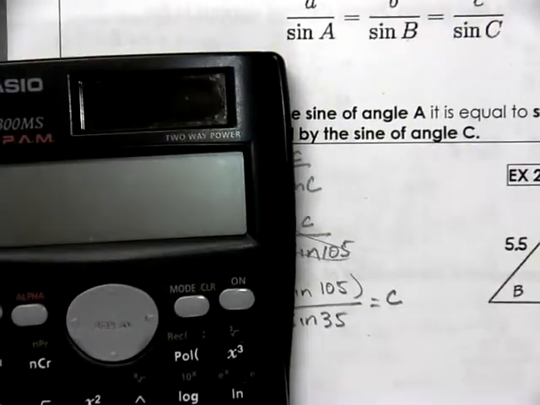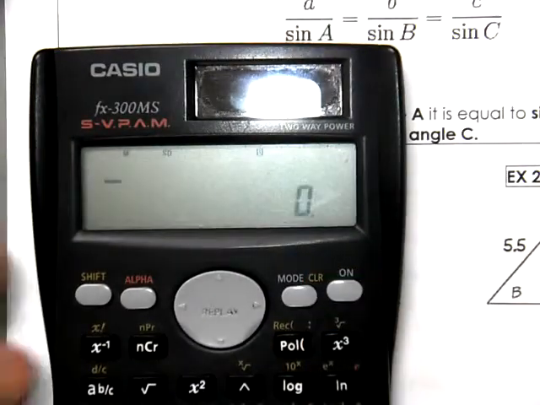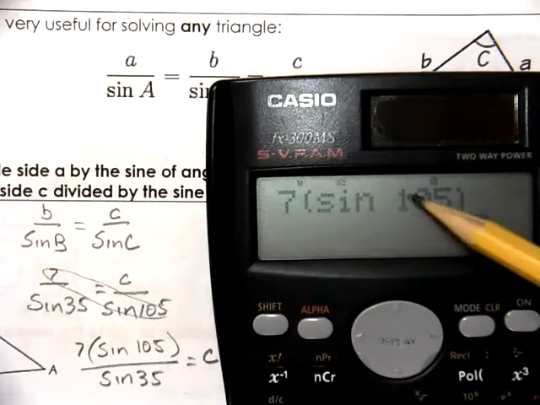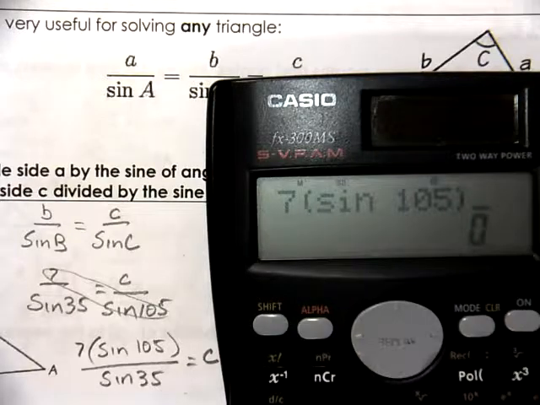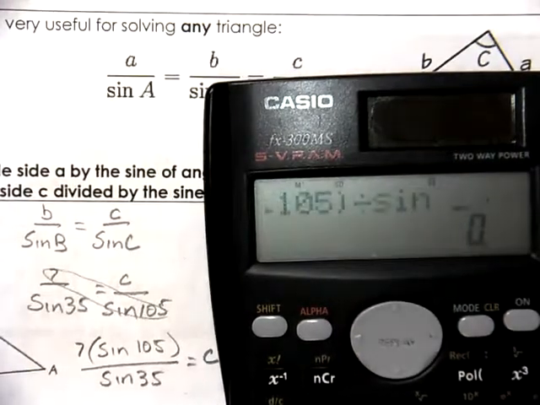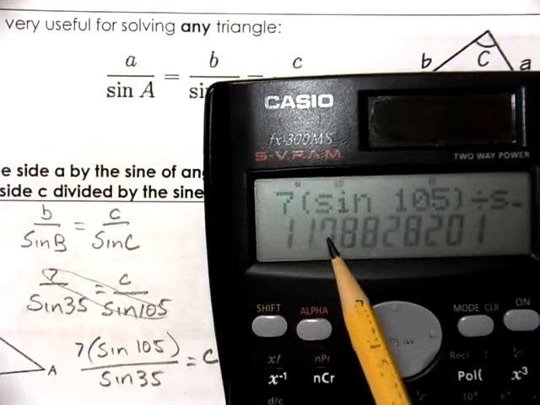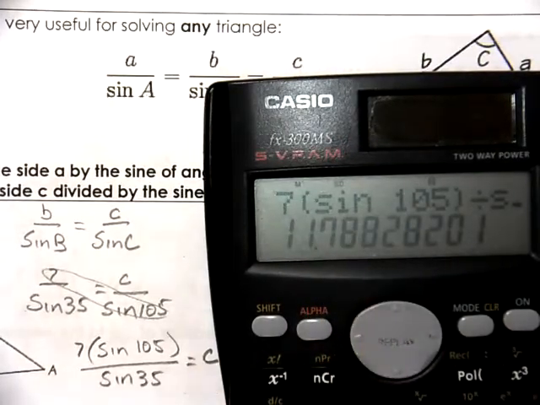And then with your calculator, we'll type in 7 times the sine of 105. If your calculator uses parentheses, be sure to close the parenthesis off around the degree value, divided by sine of 35. That gives us 11.79. Be sure you know how to use your calculator to get the same value.